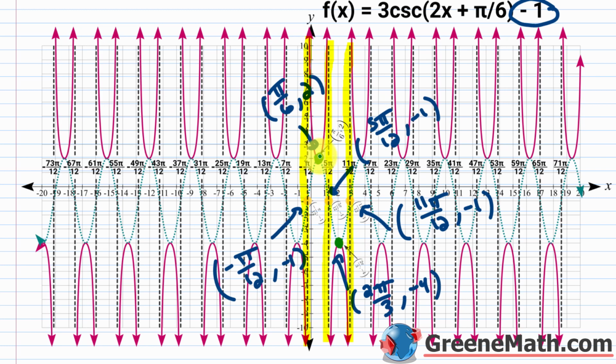So let me draw this to where, and this one's really hard to do, it approaches the vertical asymptote, but doesn't touch it. And this one's going to approach the vertical asymptote, but not touch it. Same thing for this going down here. So approach, but not touch.